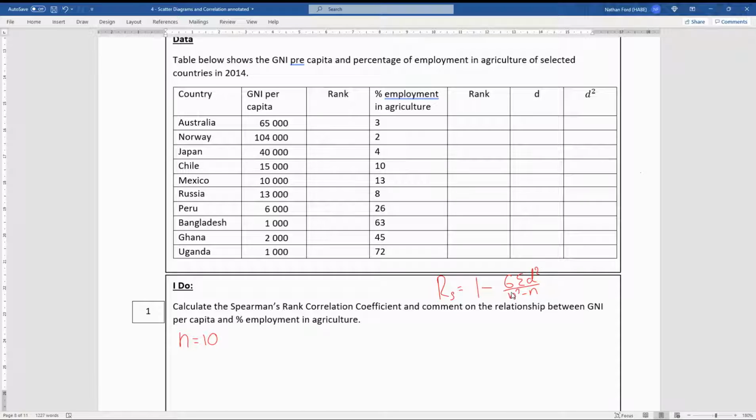So what we're going to do is we're going to rank these here. So if we look at these here, what comes first? It doesn't matter what you do as long as it's the same for both of them. So if I do it in ascending order, so the lowest first being 1, then that's the first one I'm going to label. That means when I do employment of agriculture, I do the lowest first there.